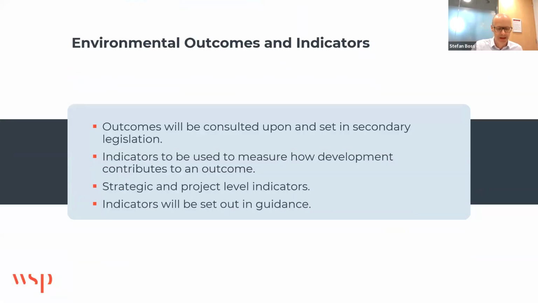So environmental outcomes and then the indicators that support them. I've mentioned that there's going to be consultation on this, so the government will be consulting on what the environmental outcomes that they're seeking to achieve will be. And quite interestingly, they're going to set that in secondary legislation. They're going to identify indicators to set out how they're going to measure that and how a development contributes to it. And we're going to have indicators at a strategic level for plans and a project level for projects.